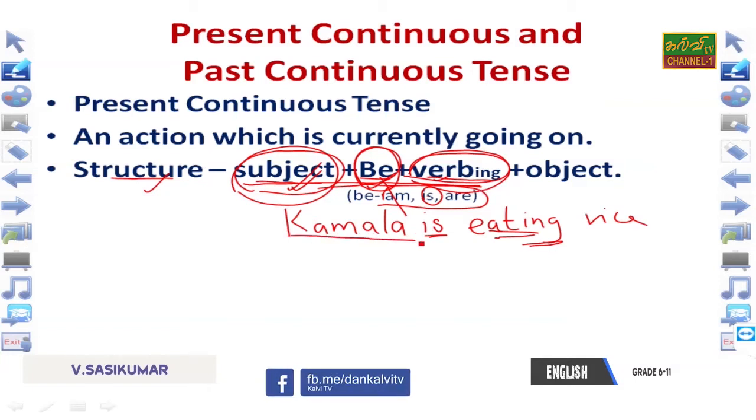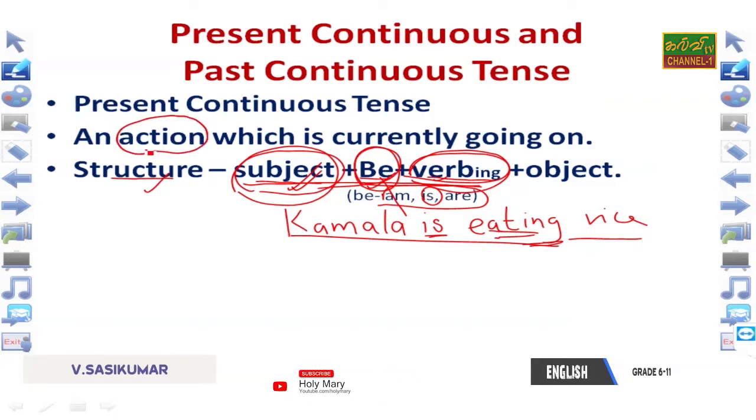That's why you can see the sentence with completed one. Kamala is eating rice. So dear students, an action which is currently going on. So the thing is, eating matters. Kamala is eating. The action is going on. What action is going on? Eating. Very good. Okay, who is eating? Kamala is eating. What is Kamala eating? Okay, rice. You know well. What is she doing?